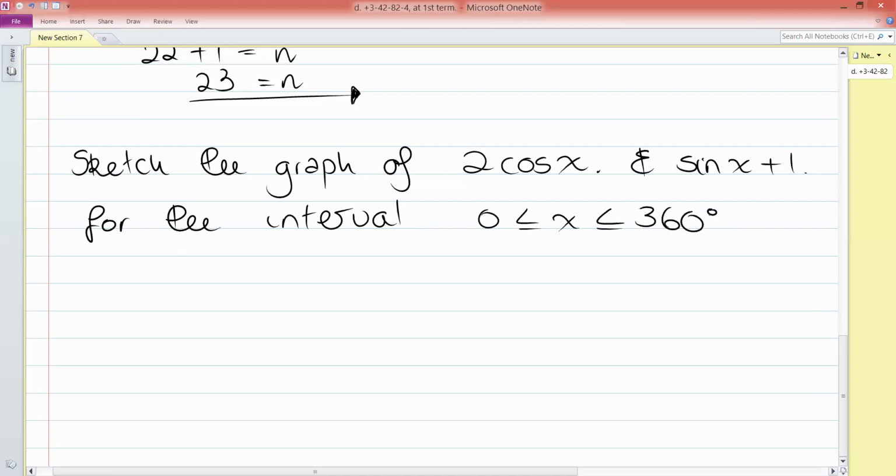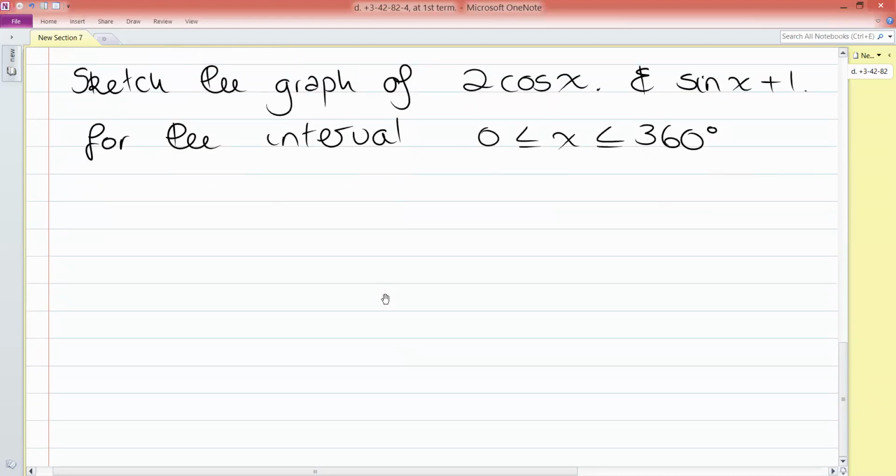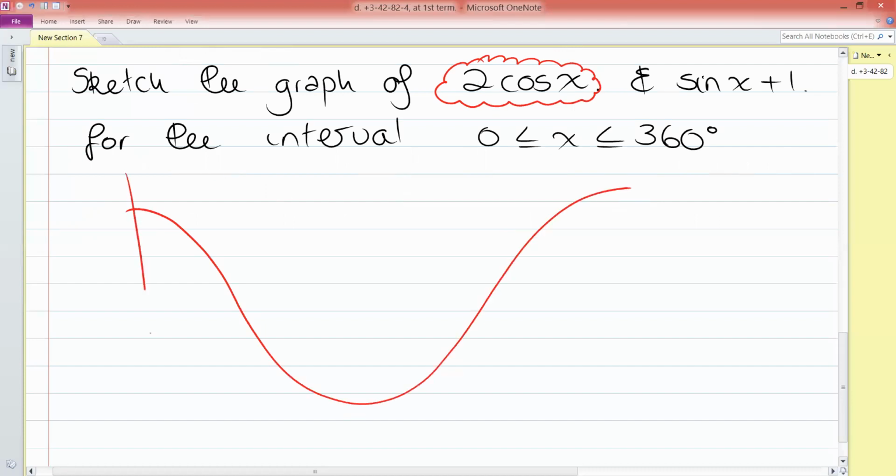Okay, so they'll ask you only to sketch one, but for practice, we're going to sketch both, right? So we want to sketch the 2 times cos x plus 1 and the sine x plus 1. All right. So now looking at these things here, what's going to happen to this? So we know the cos x graph, okay? The cos x graph looks something like that.